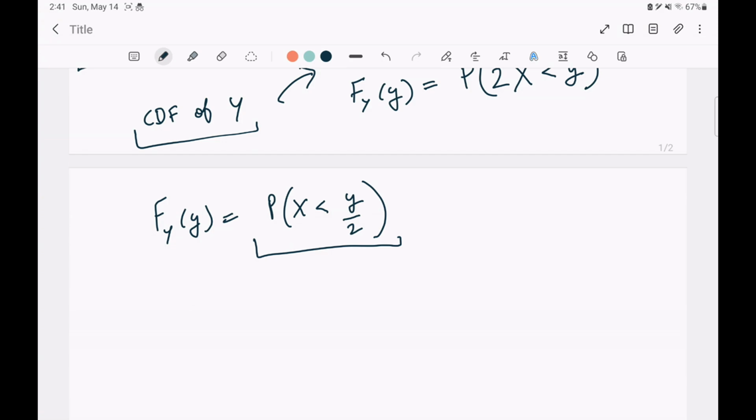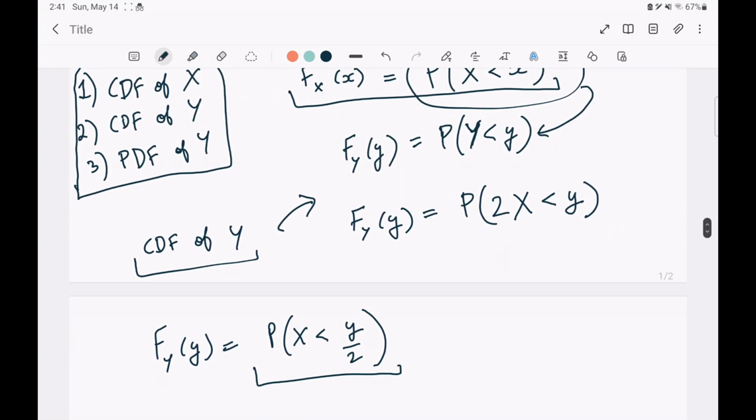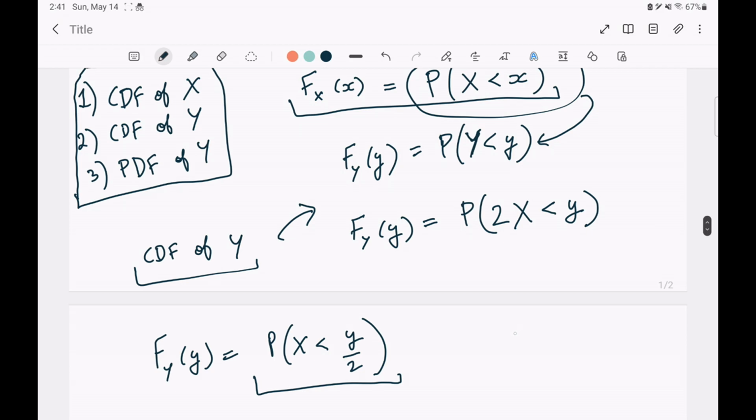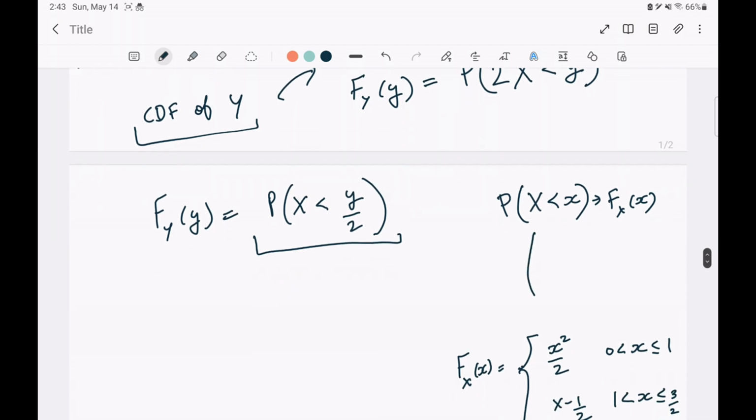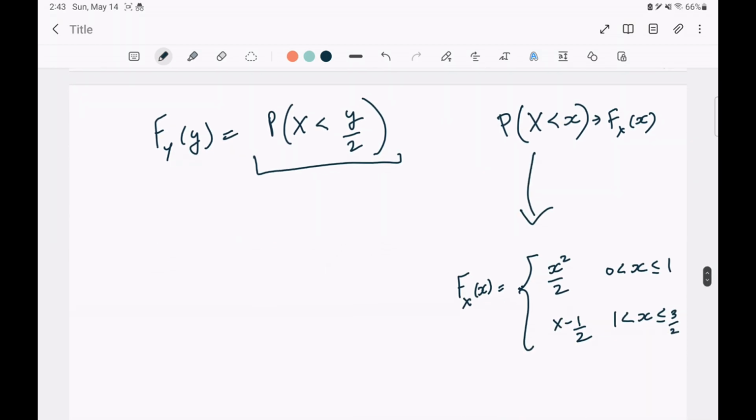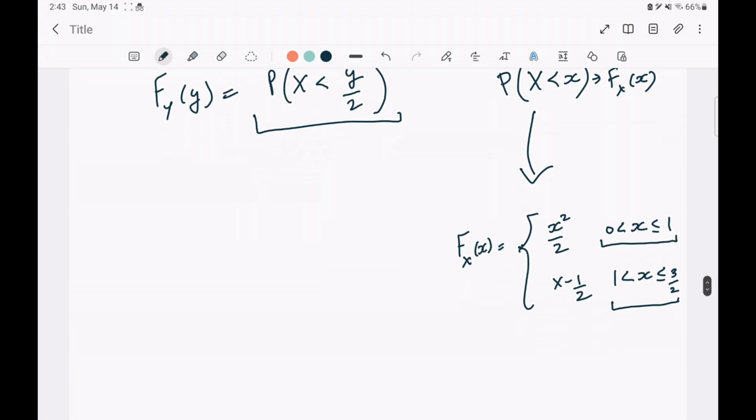Now that you have written it in this way, you can draw parallels with our cumulative distribution function of x, which looked like this, which was F of x. Now we know that the cumulative distribution function of x is a piecewise function which looks like this. So here we have got two ranges, the value of small x being from 0 to 1 and the value of small x being 1 to 1.5. So let's do the transformation. So here we would need to replace this by y by 2.